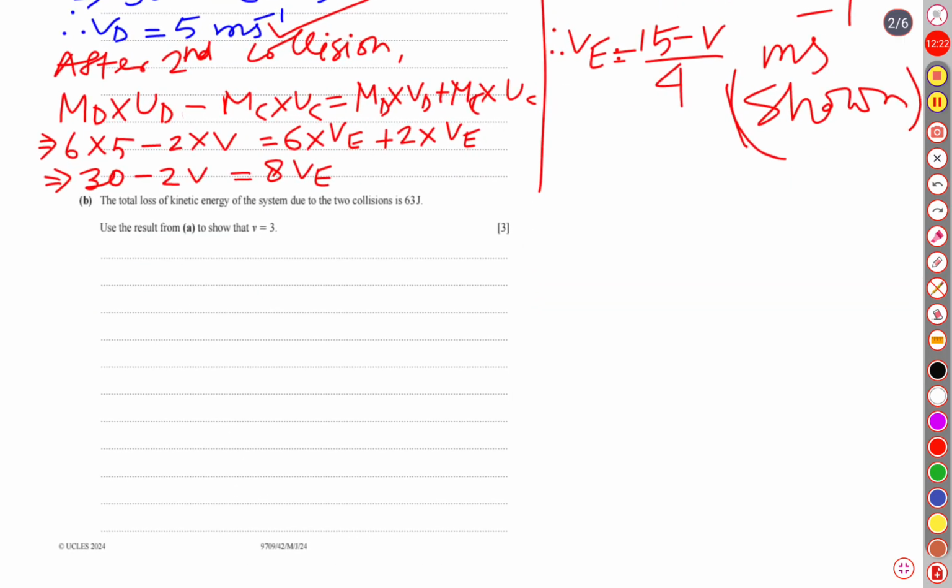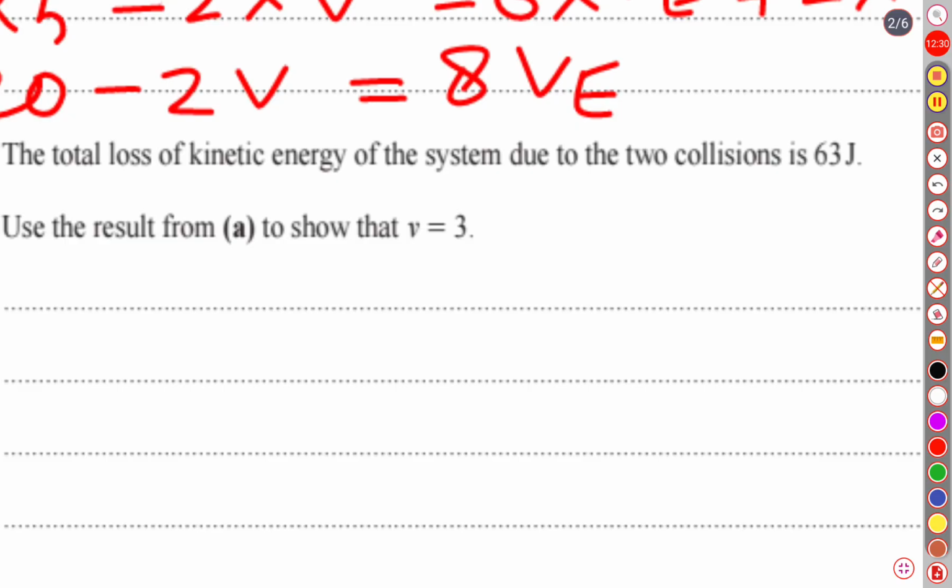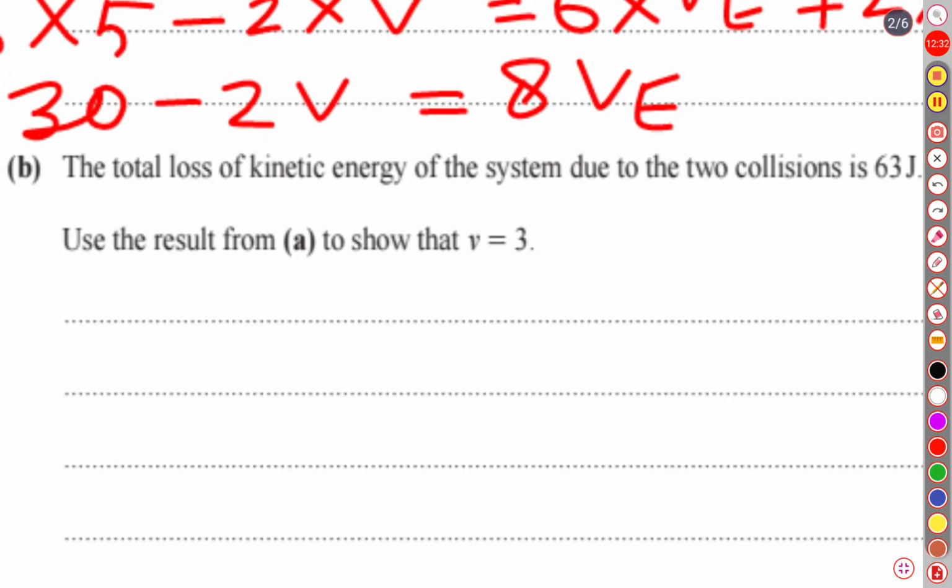The immediate next question says the total loss of kinetic energy of the system due to the two collisions is 63 joule. Use the result from part A to show that v is equal to 3. So the concept is the loss of total kinetic energy, and we can easily apply the concept of the change in kinetic energy. So for the loss of energy, first of all we will write after the first collision, as there are two collisions one after the other, we will continue writing.